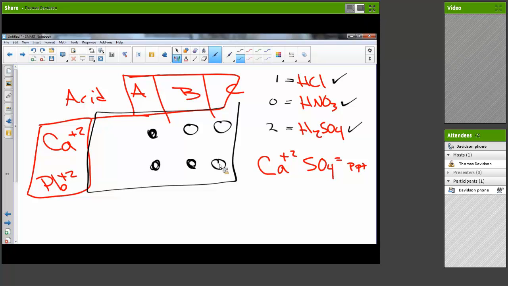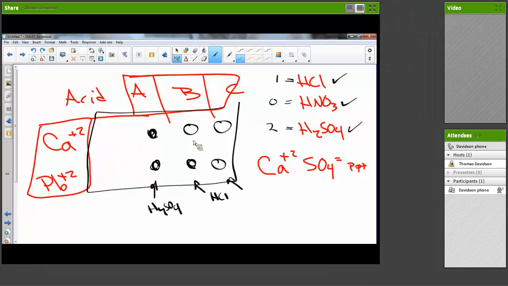Based on that, what am I talking about? What is acid A? H2SO4, because there's two cloudy things. What's acid B? HCl, and then nitrate was the easiest one right there. Okay, you're going to do this in the lab on Monday. Okay, that is part of the test.